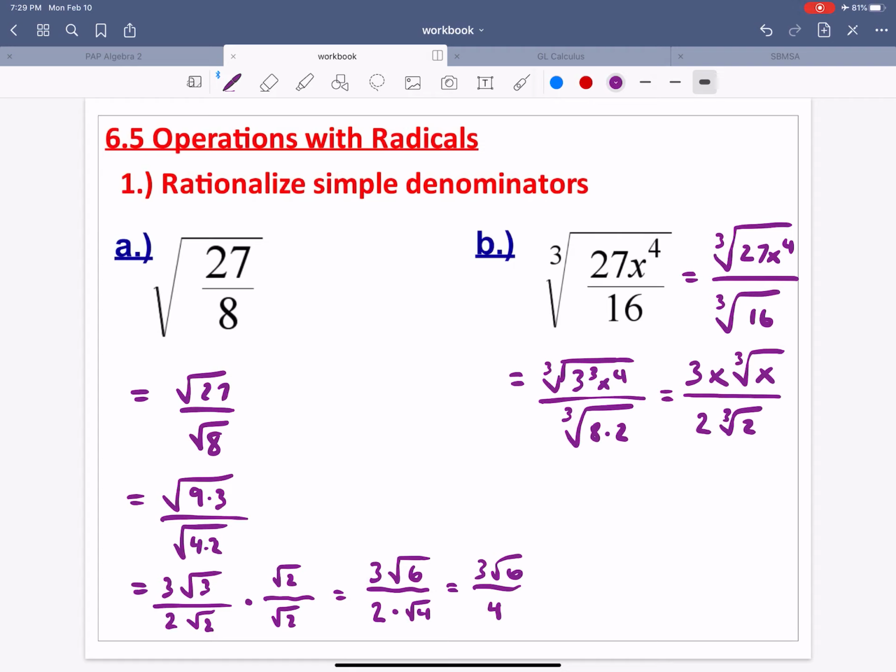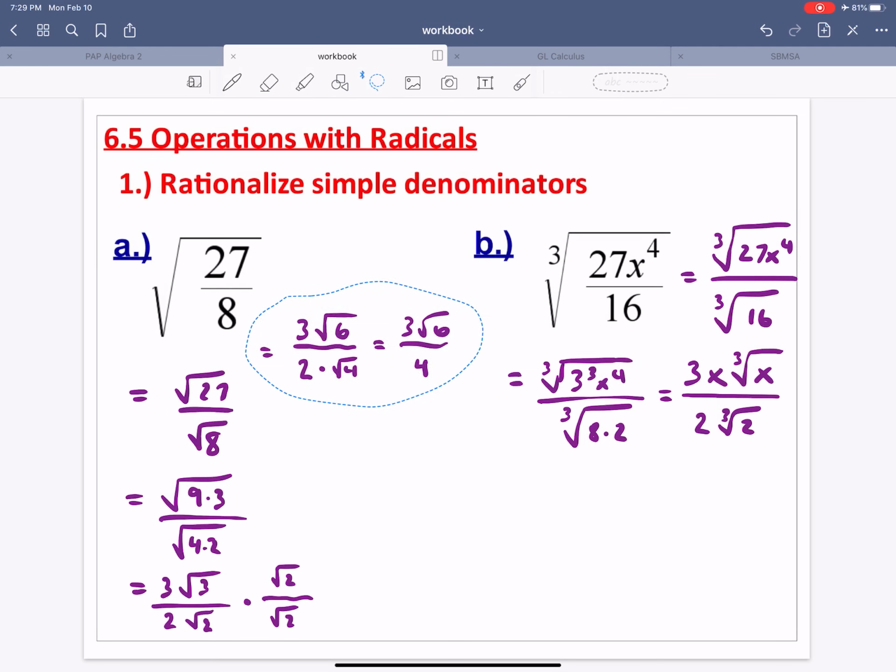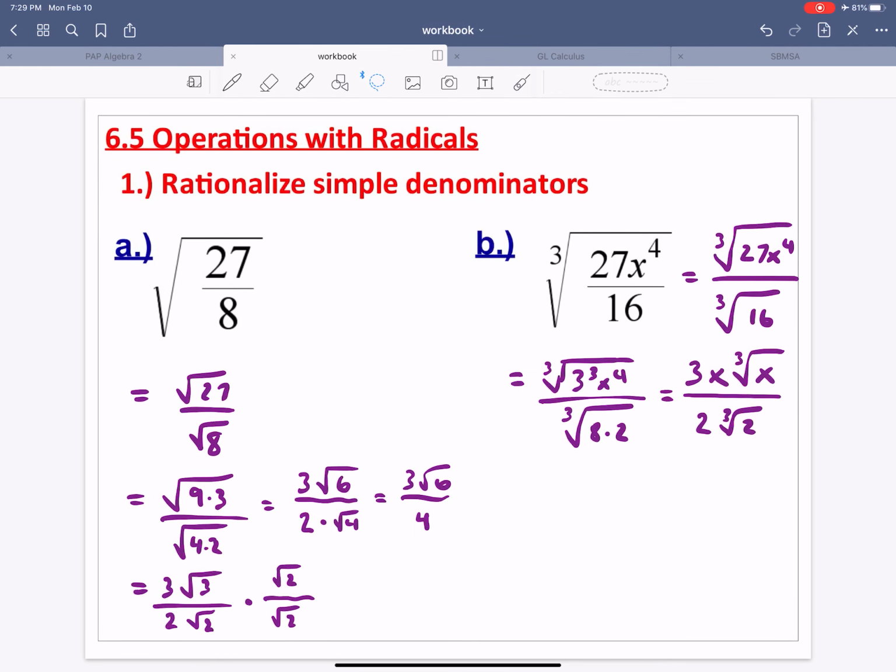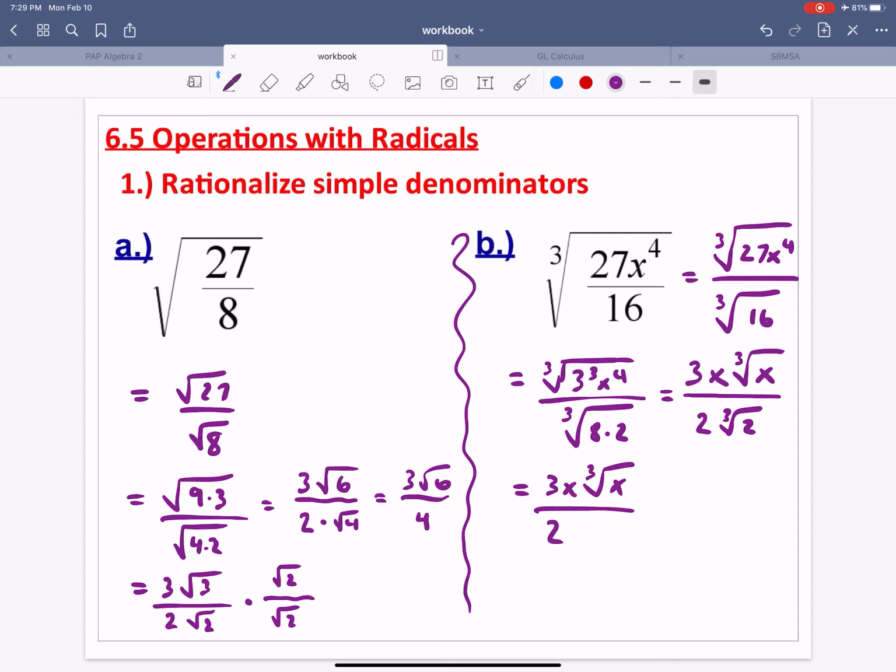Now this is where it really starts to get kind of difficult for people. I'm going to move this up here just to give a little bit more room. This is where it starts to get a little weird for people: how do I get rid of this cubed root in the denominator of this fraction? And here's the best piece of advice I could give you. To get rid of this, you want something so that you have the cubed root of 2 to the third power left over.